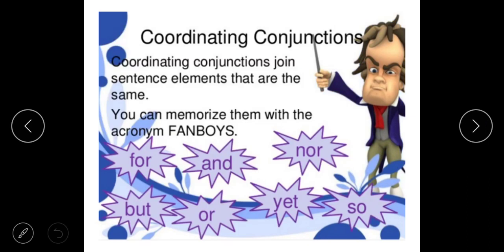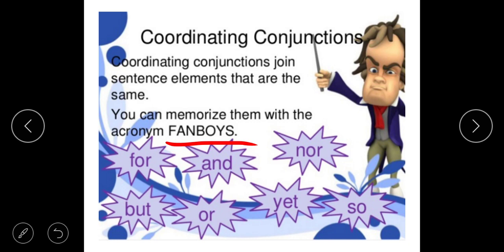Now there are two types of conjunction. The first one is coordinating conjunctions. First we move through that. Coordinating conjunctions join sentence elements that are the same. You can recognize them with the acronym FANBOYS. This acronym gives the short form of the first letters.